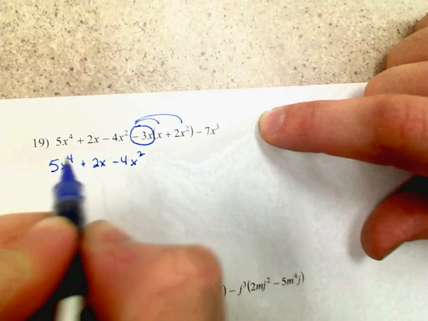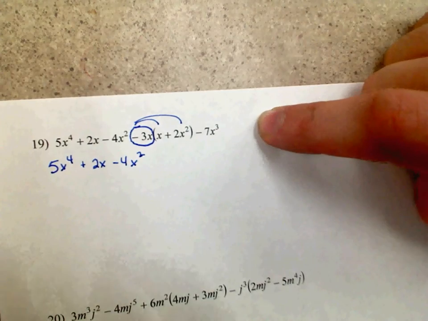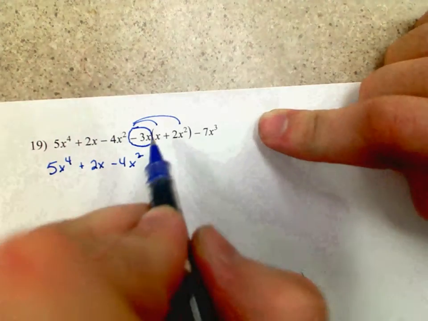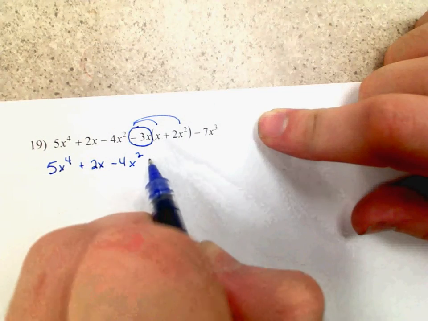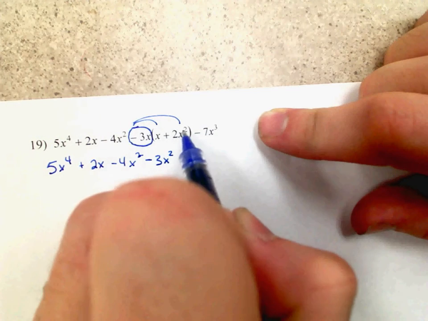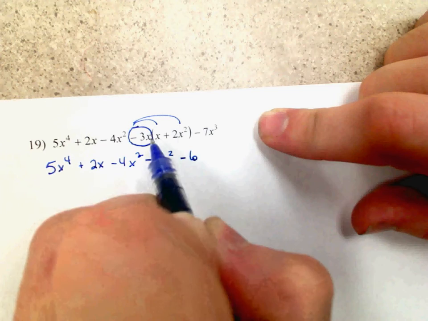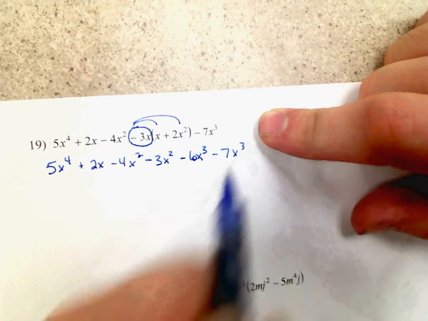Organization is a big thing in stuff like this, because if you get disorganized, you might do each step right, but just forget something or lose something, and it's going to mess you up. So stay organized. Do one thing at a time. Here I'm going to distribute negative 3x times x. It's negative 3x squared. Negative 3x times 2x squared, that would be negative 3 times 2 is negative 6. X and x squared would be x to the third, minus 7x to the third.